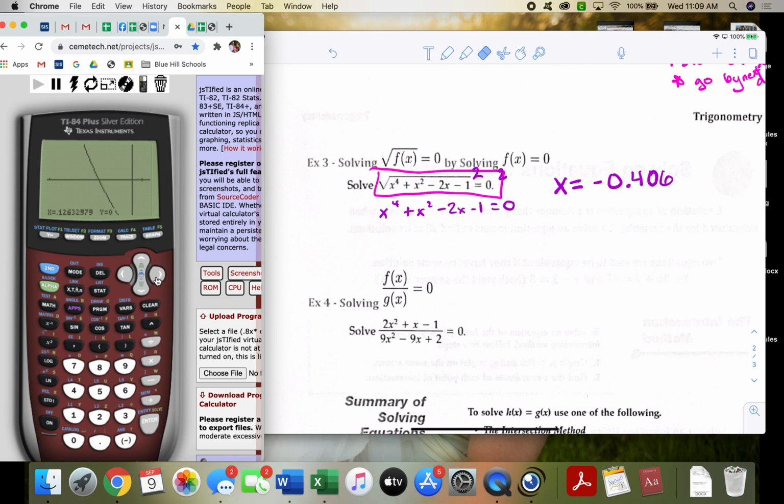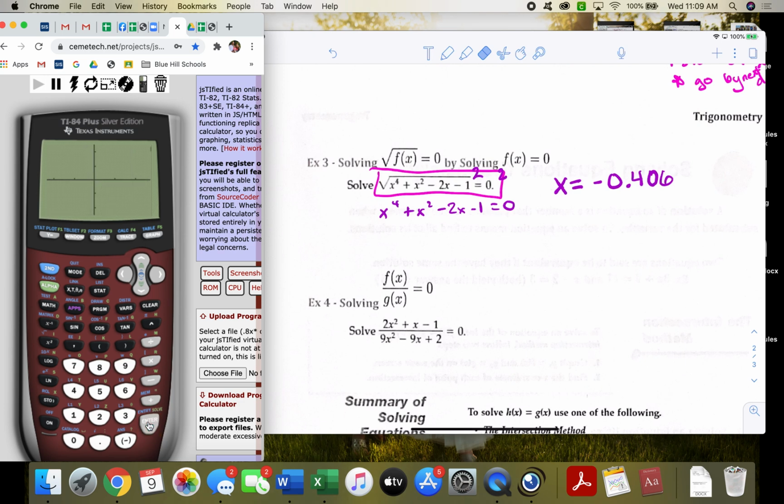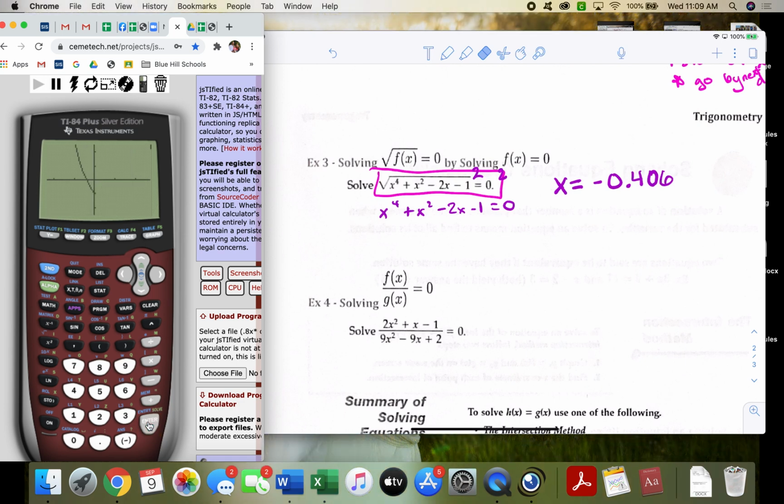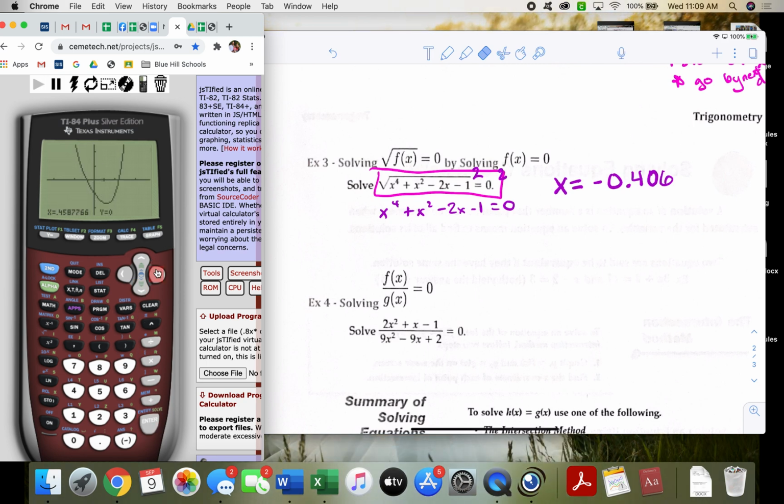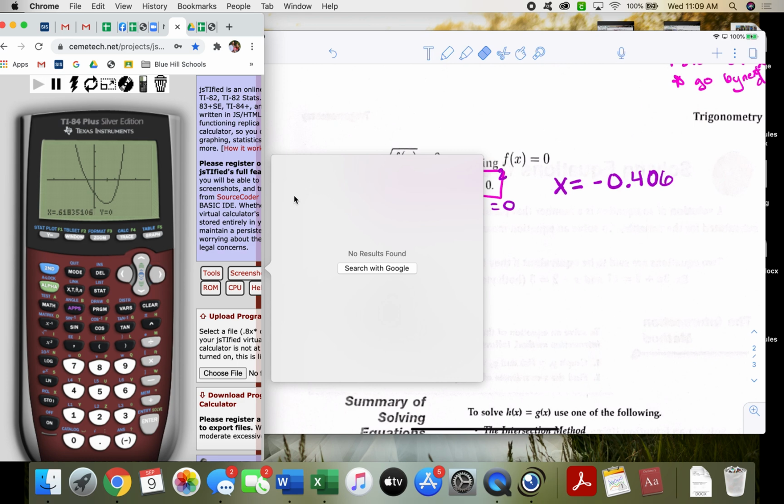Do you see my little guy moving? Yeah, my little guy's moving. So I'm going to zoom out again. Okay, maybe I can see the right side one. Yeah, I can see the right side one. Okay, now I'm going to zoom in on the right side one. Okay, scroll over. Make sure your little crosshair, your little blinky guy is on the right side one.